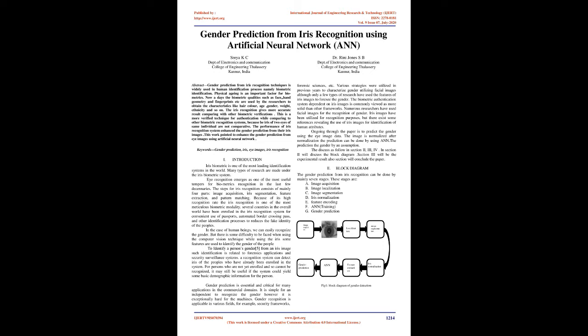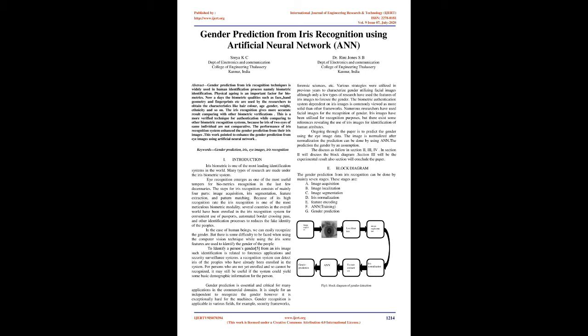Introduction. Iris biometrics is one of the leading identification systems in the world. Much research has been done under the iris biometric system. Eye recognition has emerged as one of the most useful traits for biometric recognition in the last few decades. The steps for iris recognition consist of mainly 4 parts: image acquisition, iris segmentation, feature extraction, and pattern matching. Because of its high recognition rate, iris recognition is one of the most meticulous biometric modalities. Several countries around the world have enrolled in the iris recognition system for convenient use in passports, automated border crossing passes, and other identification processes to reduce fake identities.